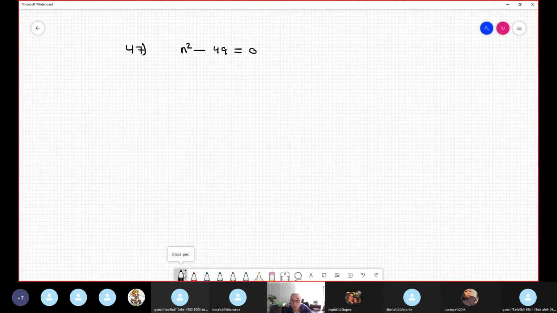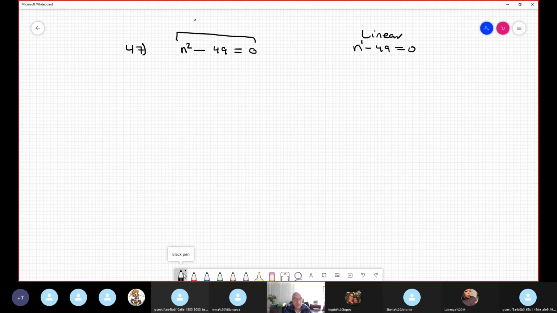So this equation, you need to understand, is completely different to this equation. This equation is linear because the exponent is 1. This equation is not linear, it's quadratic. So what are we solving? Yeah, let me explain. The square root? No, this is one way, yeah. But no, I want to explain another way.